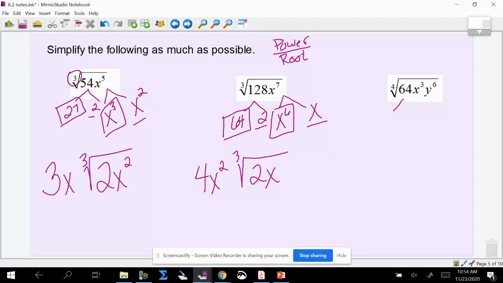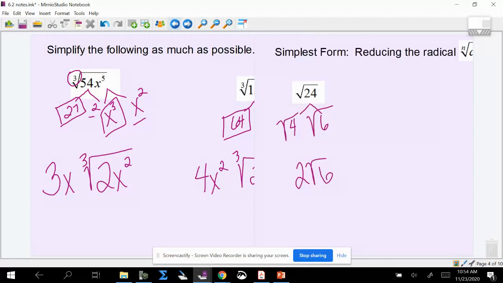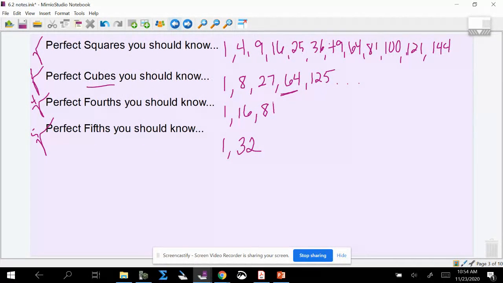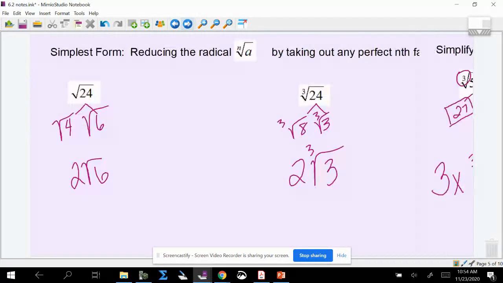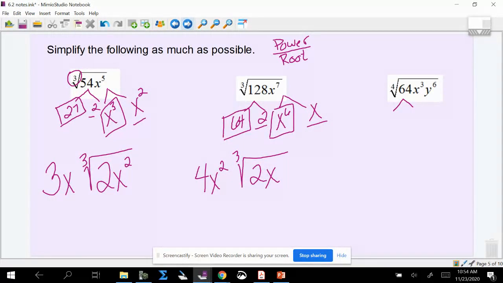Next one is a fourth root. So now when I look at my list, I need to look at my list of perfect fourths, and I don't have a lot of them, I should know. Let's see. So 16, I think, is the one I'm using here. So 16 does go into 64. It's 16 times 4. 16 is the perfect fourth. It's 2 to the fourth.